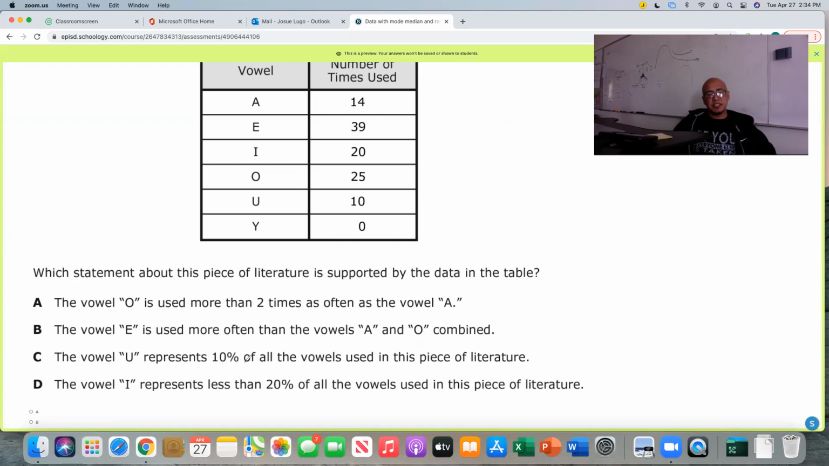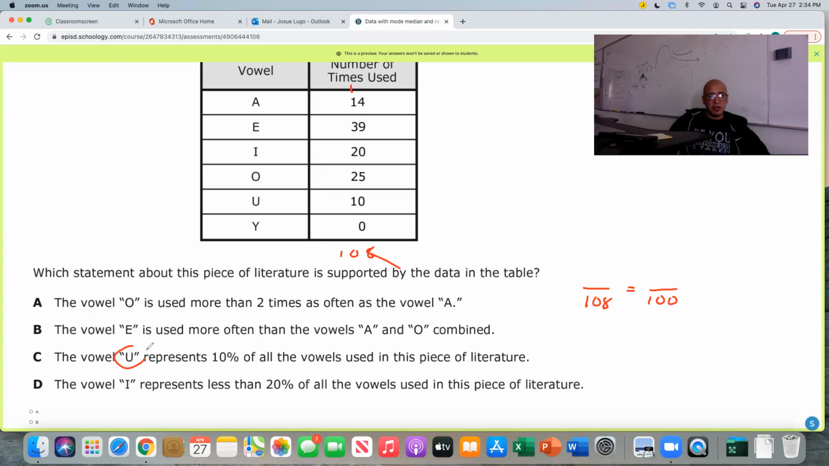The vowel U represents 10% of all the vowels used. All right, well, let's see what all the vowels together are. In order to do that, ladies and gentlemen, I need to see what the total number of vowels was. So let's go ahead and add all of these. 4 plus 5 is 9, 9 plus 9 is 18, and so on. In total, I have 108. So 108 is my 100%. 108 represents 100% of the vowels, right?